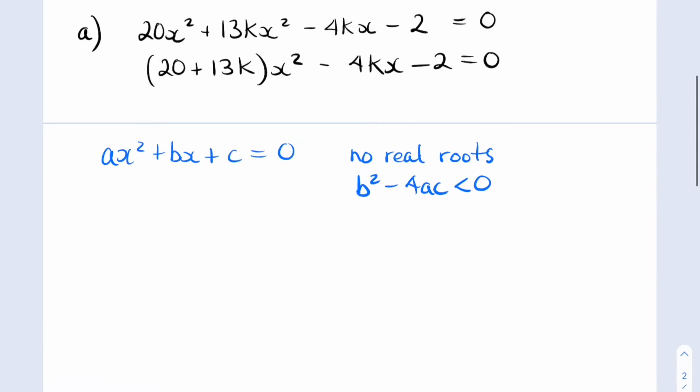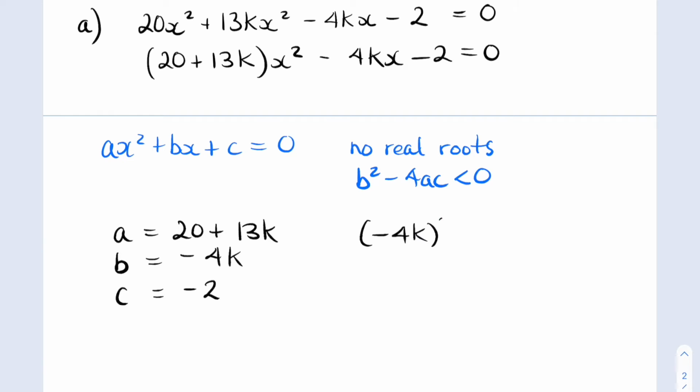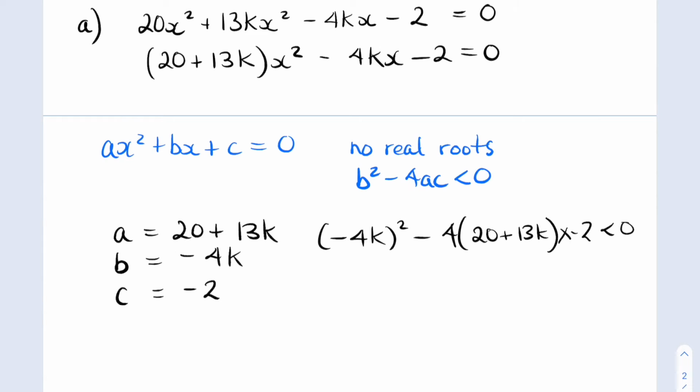But I know this to be true, so what I need to do is look at what a is. So in this case, a is 20 plus 13k, i.e. the coefficient of x squared. Look at what b is, the coefficient of x, which is minus 4k. And look at what c is, which is the number on the end, and that's minus 2. So b squared would be minus 4k squared. I'm taking off 4 lots of 20 plus 13k multiplied by minus 2, and I know that that whole expression should be less than 0.